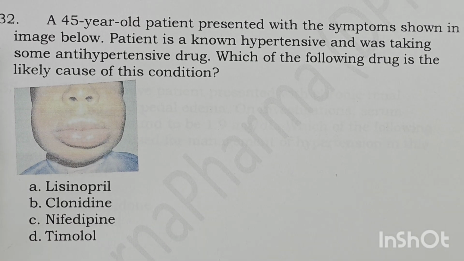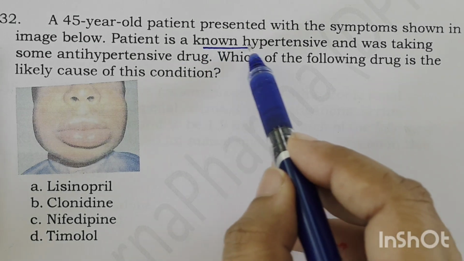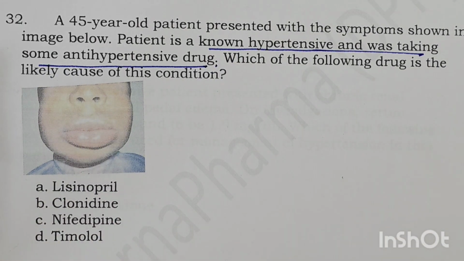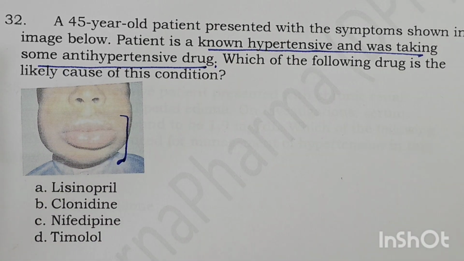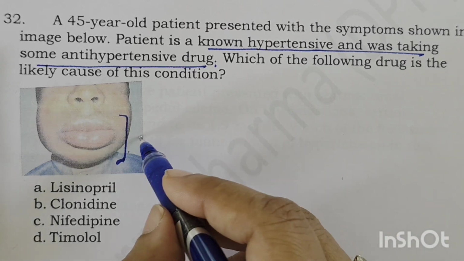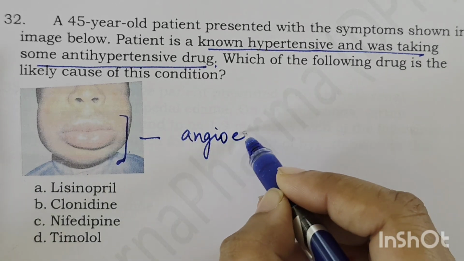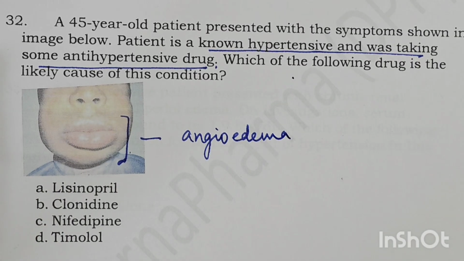Next question. A 45-year-old patient presented with the symptoms shown in the image below. The patient is a known hypertensive and was taking some antihypertensive drug. What are the symptoms here? There is swelling of the lips. This swelling of the lips is indicative of, or is called, angioedema. So which drug is likely to cause this condition?